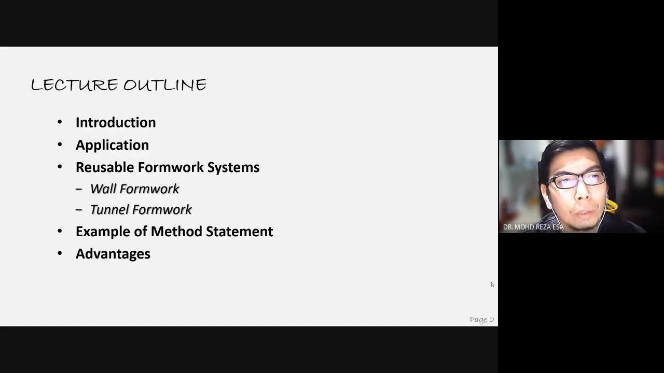And then we are going to look at two types of formwork system that are available, including wall formwork and also wall tunnel formwork. And then I'm going to show you one of the simple examples of method statement on how to erect the formwork on site, what are the steps involved. And finally, we are going to look at the advantages of using this formwork system in your construction projects. So that's the outline for today's lecture.